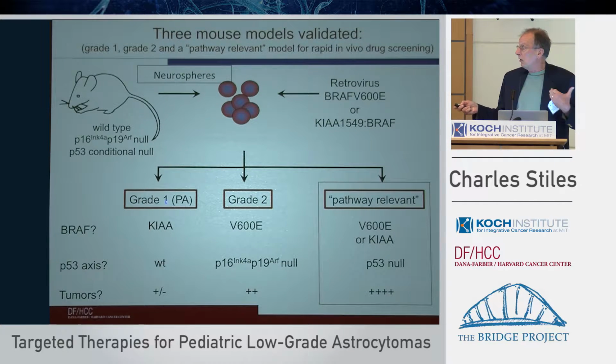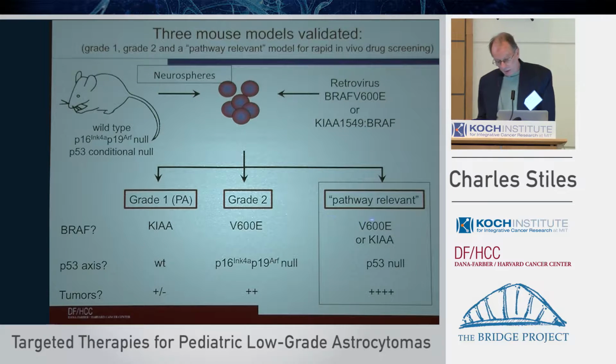To model the WHO grade 2 type low-grade astrocytomas, slightly more aggressive, we took INK4A ARF neural progenitors and put in the V600E mutation. You see they do a little bit better. And because for drug development you like to get your bad news fast, we made a very aggressive, what we call pathway-relevant model cell line, taking P53 null neural progenitors, genetically unfaithful to the disease. And here you put in either the point mutation or the KIAA fusion. And these are, as you can see, quite aggressive.